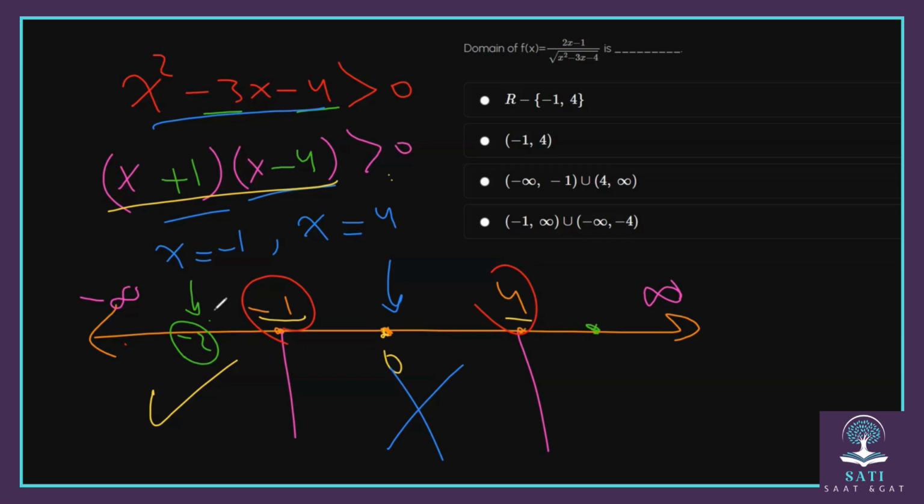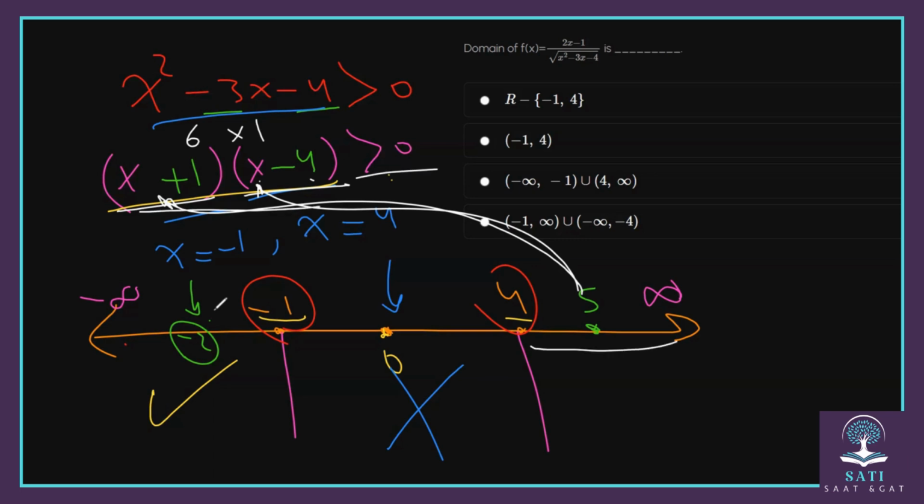Okay, I'll go to the third region. I take a number greater than 4, so I'll take 5. You can take any number greater than 4 and less than infinity. I put 5 in place of x in both factors. 5 plus 1 is 6, and 5 minus 4 is 1. 1 times 6, positive times positive, is greater than 0. So any number in this interval makes the expression greater than 0, so what is inside the square root is greater than 0, and it can work as a denominator, as a domain.